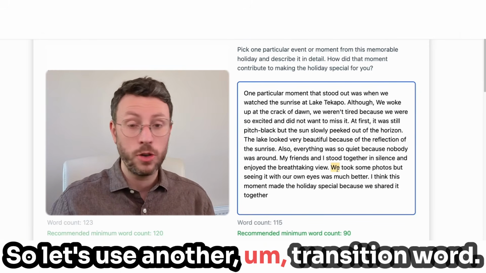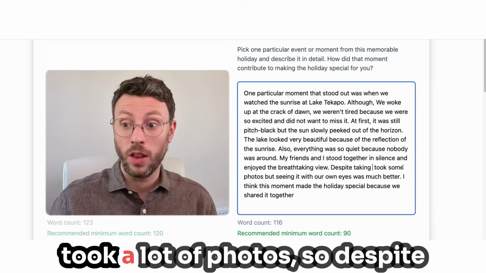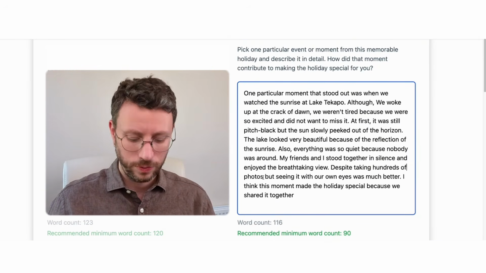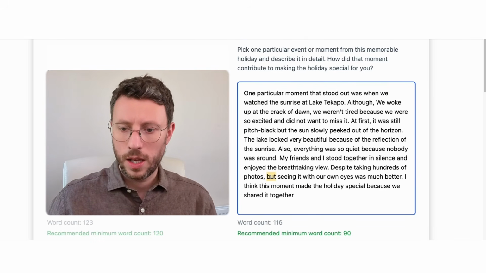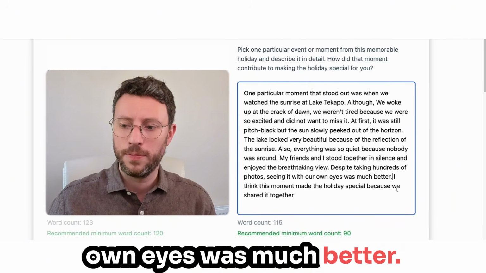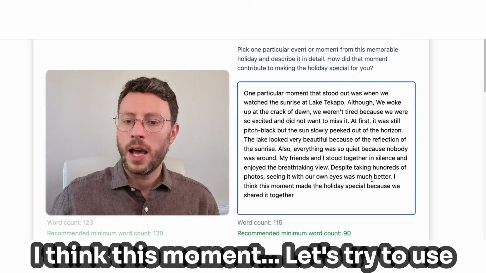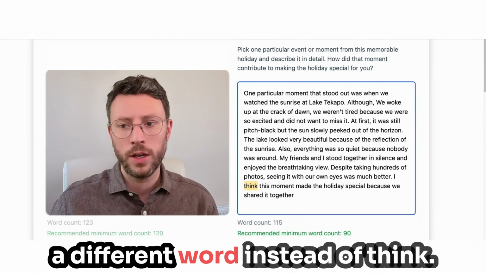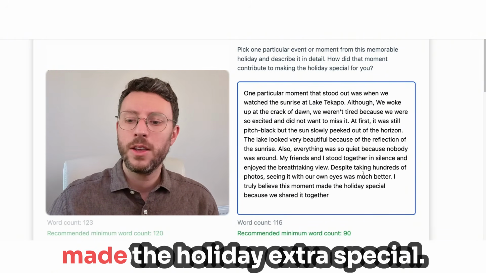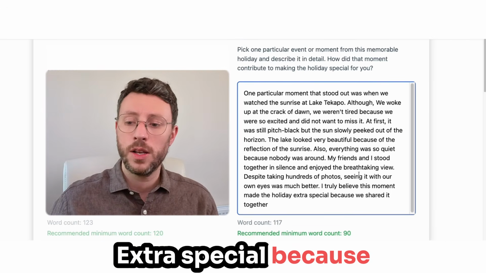So let's use another transition word. Despite taking, I'm guessing they took a lot of photos. So despite taking hundreds of photos, seeing it with our own eyes was much better. You could say, you can't beat it, but that's fine, much better. I think this moment, let's try to use a different word instead of think. Maybe, I truly believe this moment made the holiday extra special. Extra special because we shared it together.